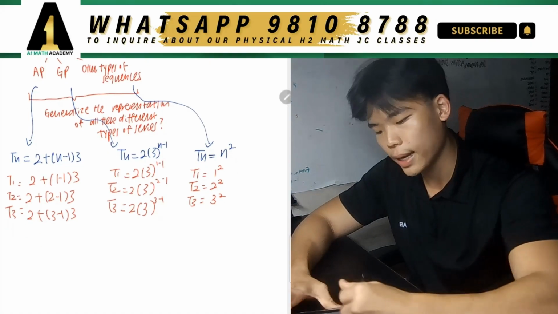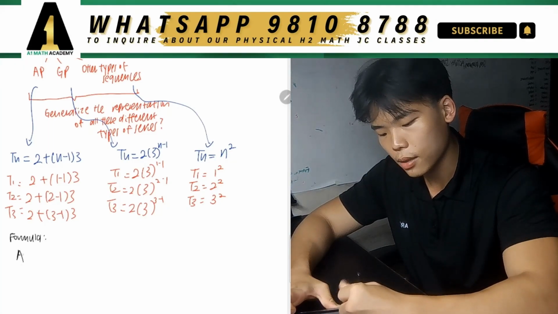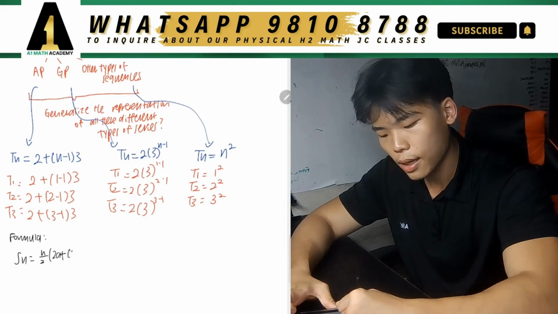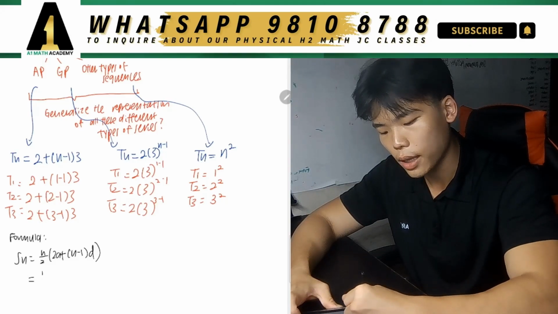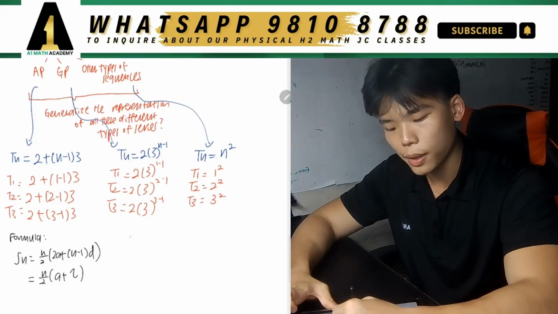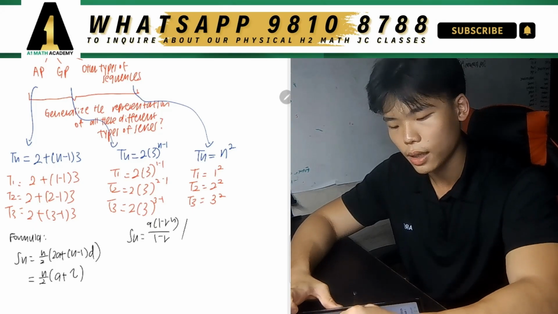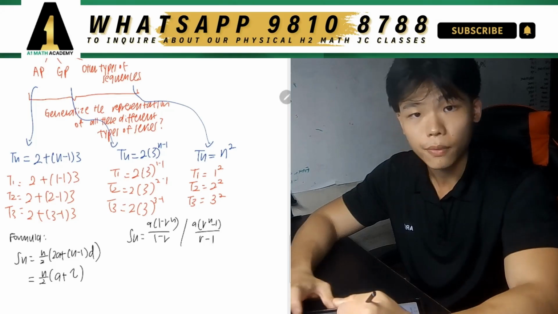So we know that, okay, formula-wise, based on what we know, for an AP, Sn is n over 2 bracket 2a plus n minus 1 d over here, right? Or it could be n over 2 bracket a plus the last term, right? For GP, the Sn would be a bracket 1 minus r to the n over 1 minus r, right? Or you can write it in the other way, which is a bracket r to the n minus 1 over r minus 1, right?